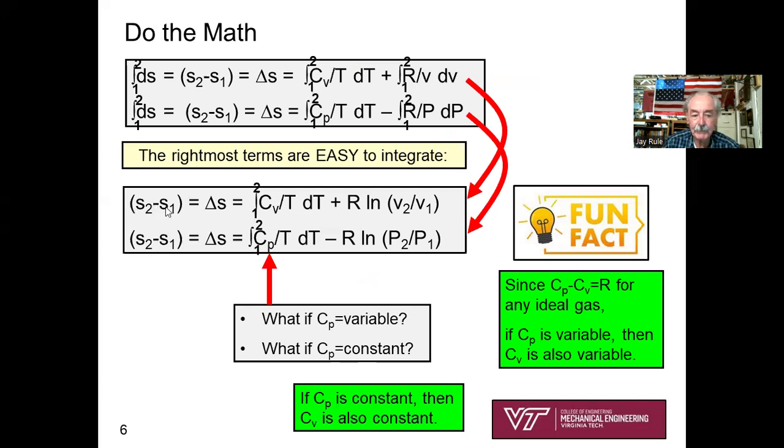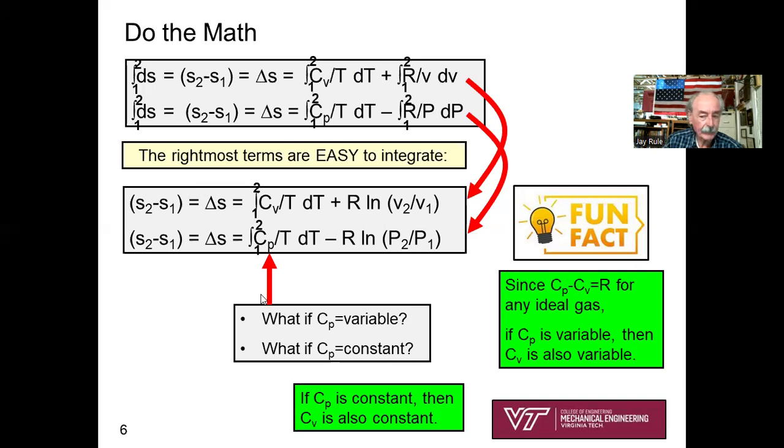Left-hand side, S2 minus S1, well, that's delta S, equals the integral of Cv over T dt, still could be trouble, plus R natural log V2 over V1. Second TdS equation integrated, okay? Delta S is the integral of Cp over T dt minus R natural log P2 over P1.